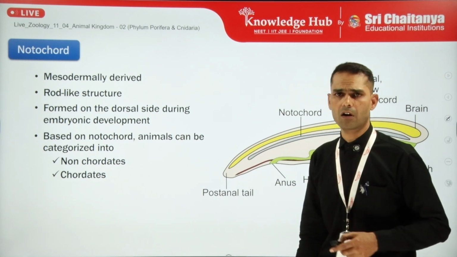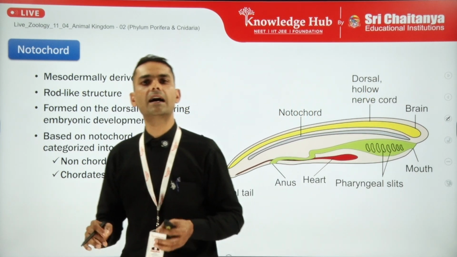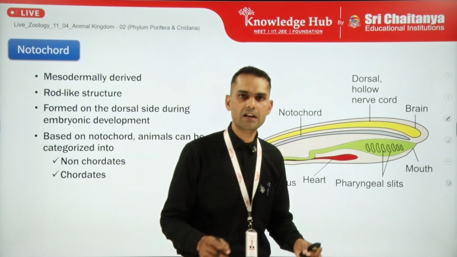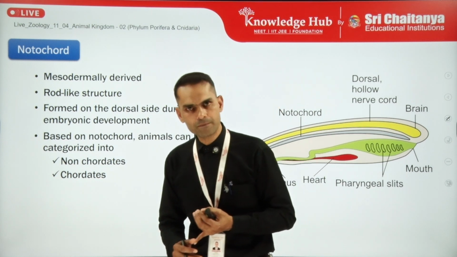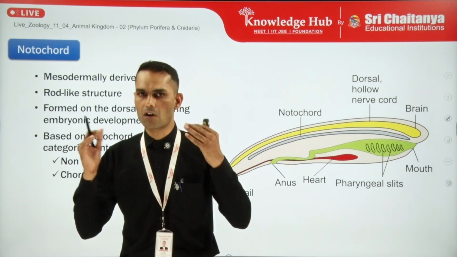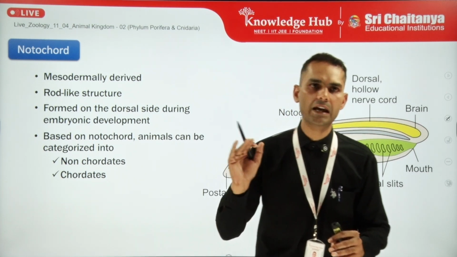Fine. And now the last characteristic is the notochord development. So what is a notochord? If I have to define notochord in simpler terms, I can say that it is a supportive structure which provides endoskeletal support. It is of mesodermal origin and it develops on the dorsal side, below the dorsal hollow nerve cord and above the alimentary canal.